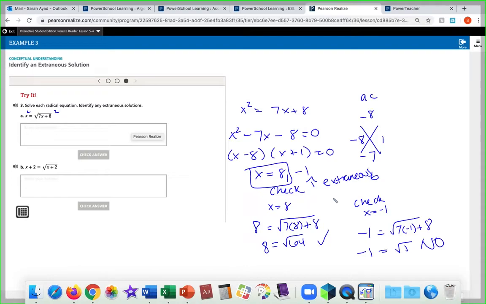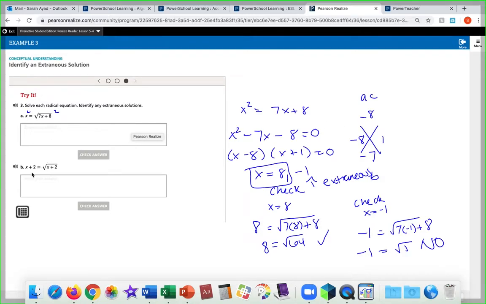Now, just because an answer is negative doesn't mean it has to be extraneous. So you always have to check. In addition, just because you get 2 answers doesn't mean that one of them has to be extraneous. It's possible that both of them are extraneous. It's possible that none of them are extraneous. So you always have to check.